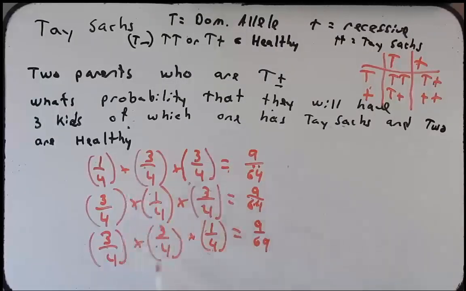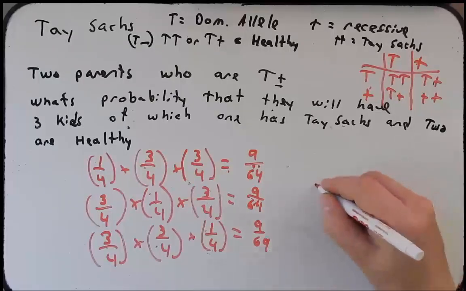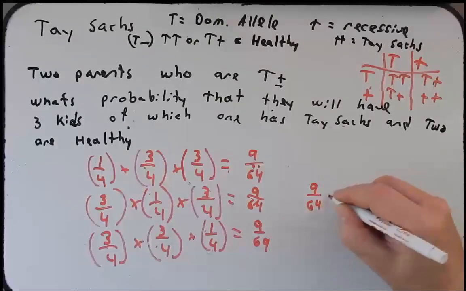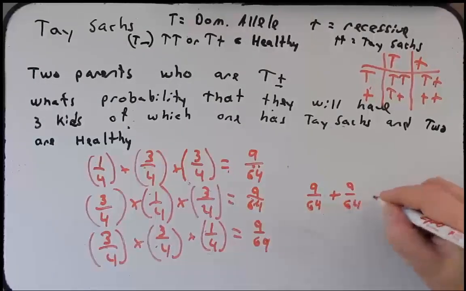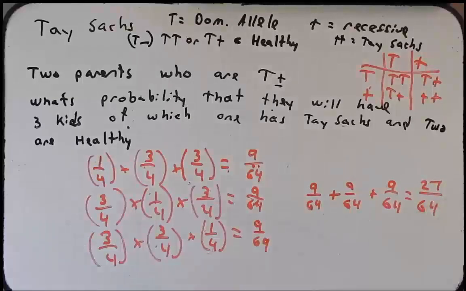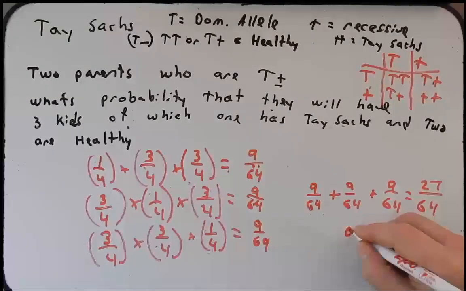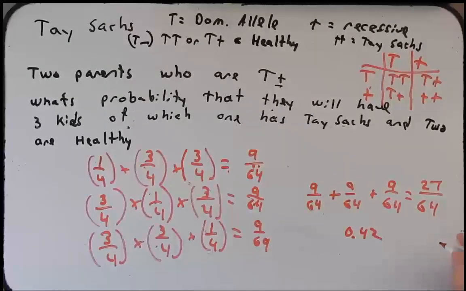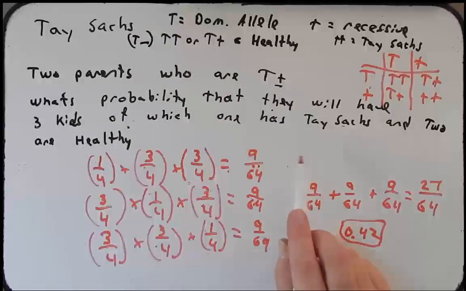But since they're all probable, we have to apply the addition rule, because they're mutually exclusive. So it's 9/64 plus 9/64 plus 9/64. And so that's going to equal 27/64. And so as a probability, you would say there is a 0.42 chance that this could occur, that they would have 3 children, 2 healthy and 1 with Tay-Sachs. So doing this, it's not so bad. You can figure out all the combinations with 3 kids.